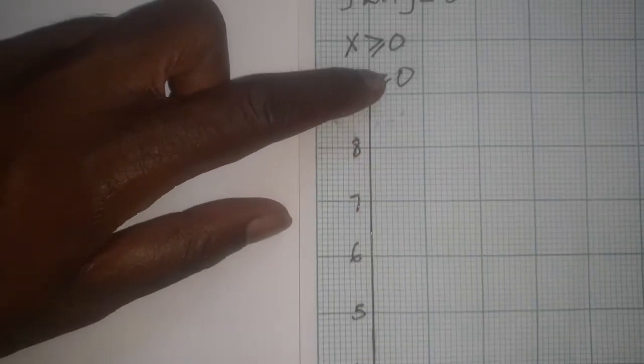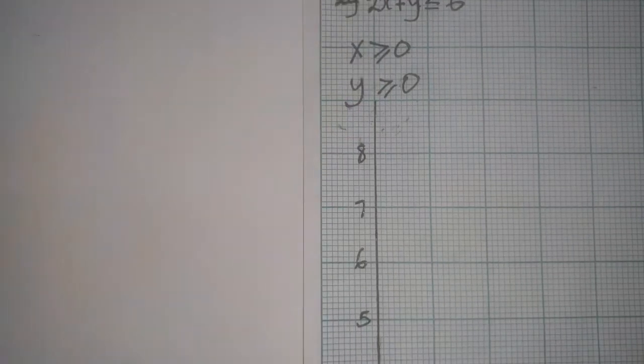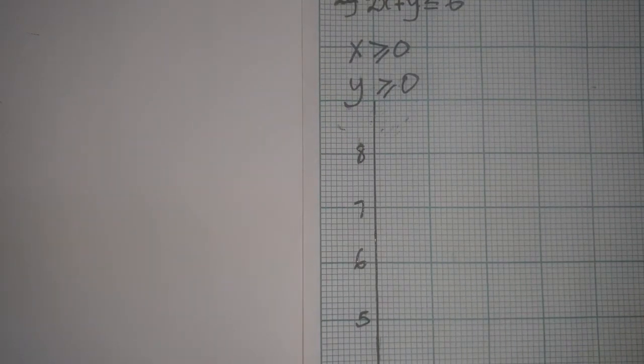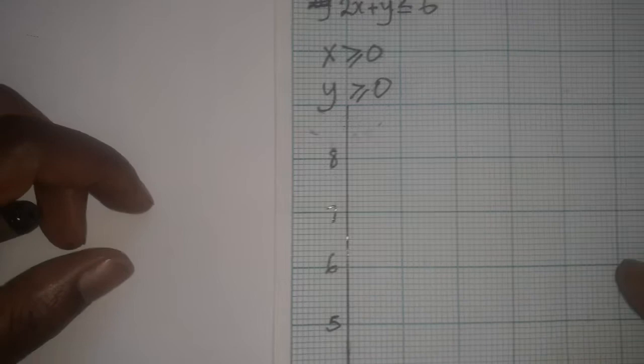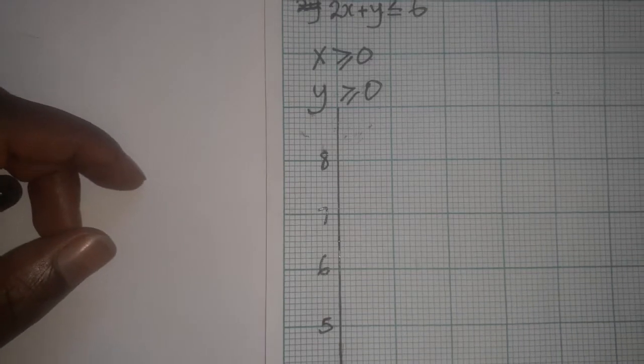Okay, so I hope you are following me. Now what are we supposed to do here? We go back to our inequalities. We start shading the unwanted region. The rule is, what do we shade? We shade the unwanted region.